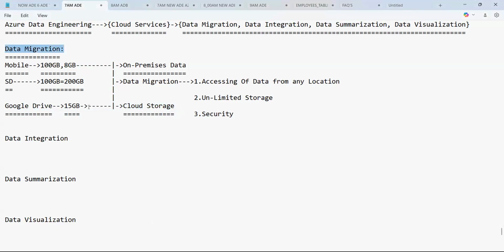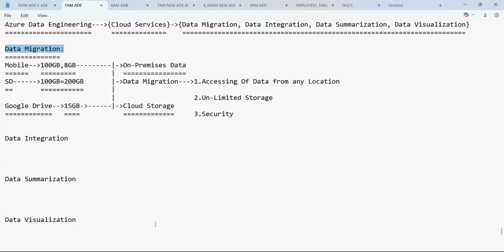I hope everyone is clear with the data migration, guys. Please respond. Say yes or no. If you're not able to talk, you can also message it. Please, is everyone clear with the data migration? Yes, yes, yes. Okay.